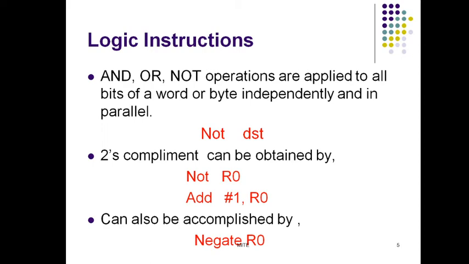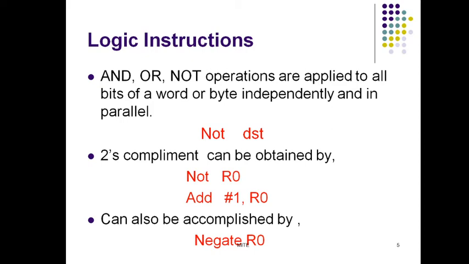Logic operations such as AND, OR, and NOT are applied to individual bits. You already know what is AND, OR, and NOT operation. These are logical operations, which are the basic building blocks of any digital circuit. It is also useful to be able to perform logic operations in software, which is done using instructions that apply these operations to all bits of a word or byte independently and in parallel.